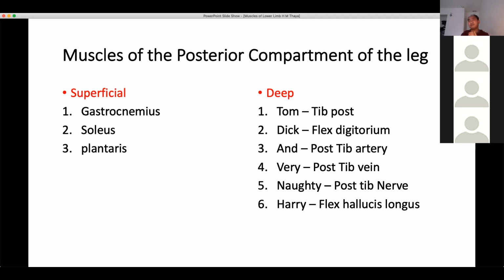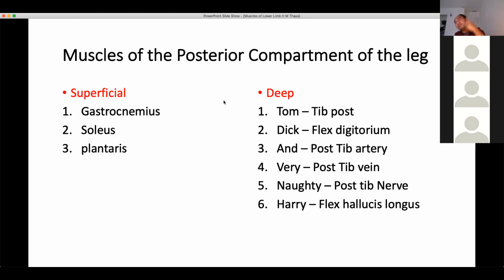Have you seen gastrocnemius? Yes, you have. Have you seen soleus? Yes, you have. Can you see soleus from outside? No, because soleus is covered with the gastrocnemius, medial head and lateral head, in our calf. Plantaris is very small and very deep, which we haven't seen yet.